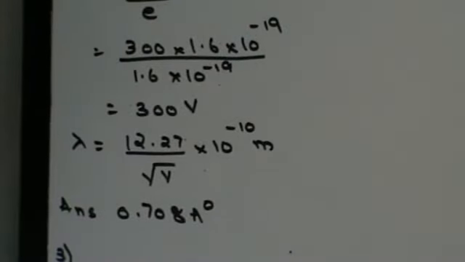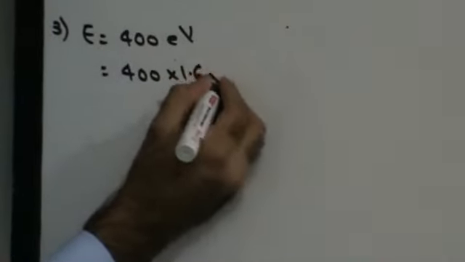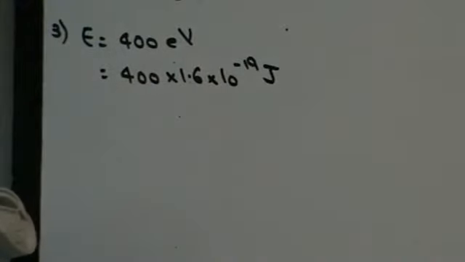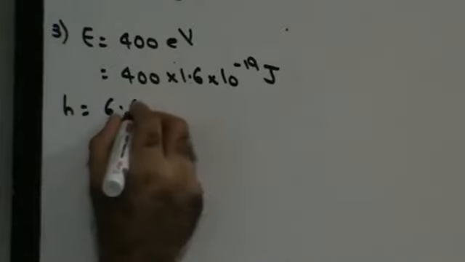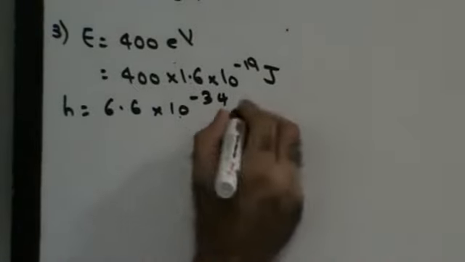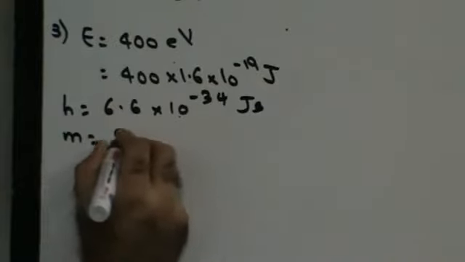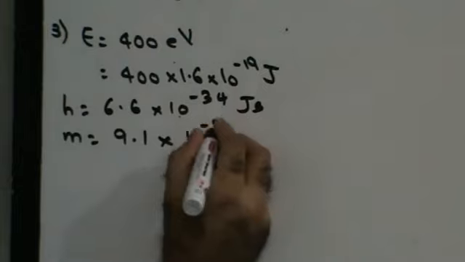Calculate de Broglie's wavelength of an electron of energy 400 electron volts, given that h is 6.6 into 10 raised to minus 34 joule second and m is 9.1 into 10 raised to minus 31 kgs.